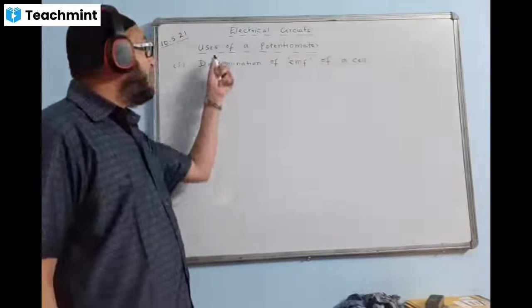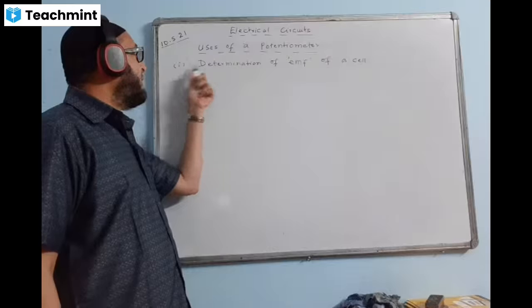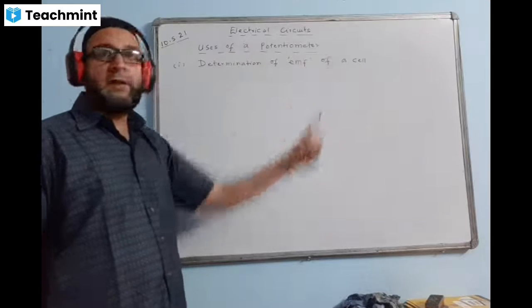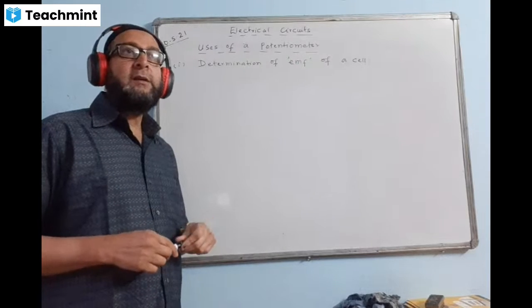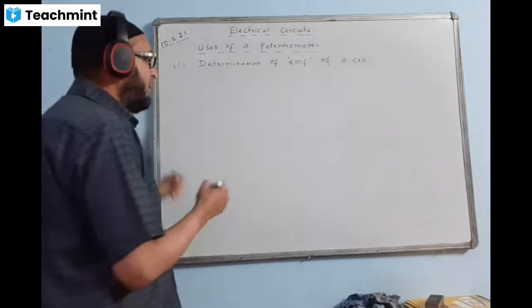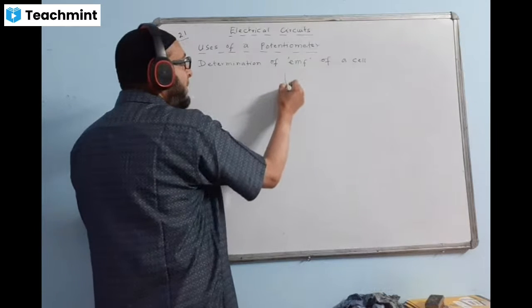So we are doing the usage of a potentiometer, and the first case is determination of EMF of a cell. So we draw a circuit diagram. How can we find the EMF of an unknown cell? For that, the diagram will come like this. Here I draw like this.